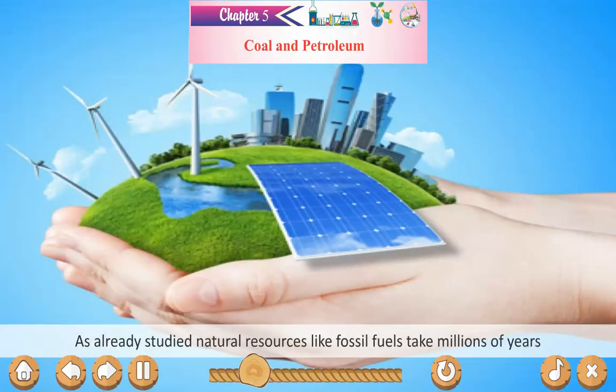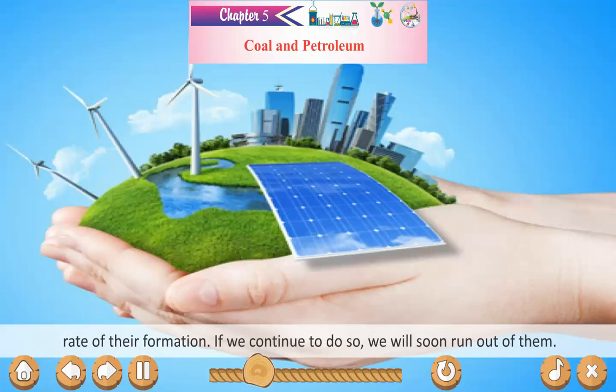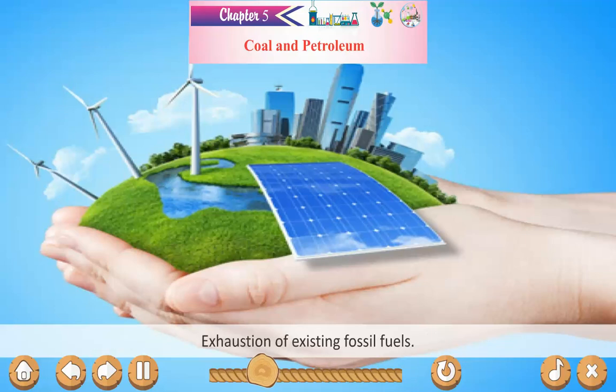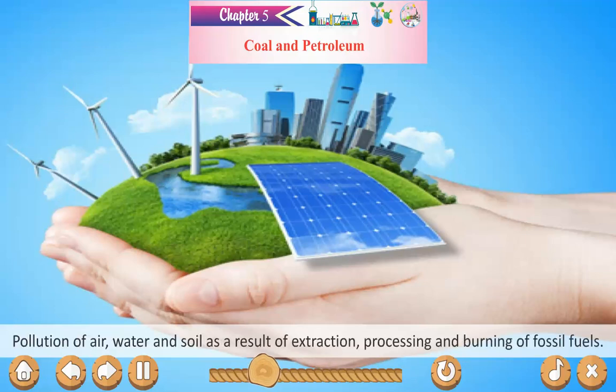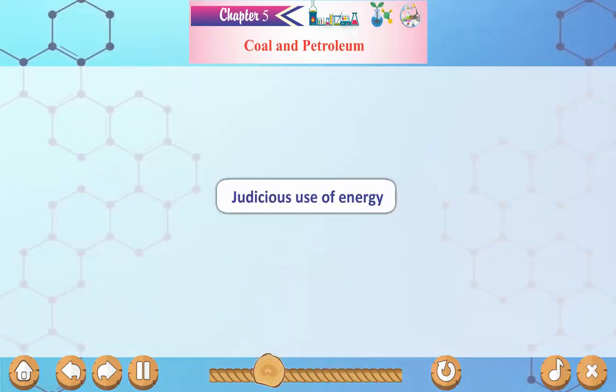As already studied, natural resources like fossil fuels take millions of years to form, and our present rate of consumption of fossil fuel is much faster than the rate of their formation. If we continue to do so, we will soon run out of them. Some of the problems associated with the overuse of fossil fuels are exhaustion of existing fossil fuels, pollution of air, water and soil as a result of extraction, processing and burning of fossil fuels, global warming, raised temperature of the atmosphere, energy crisis in the future.